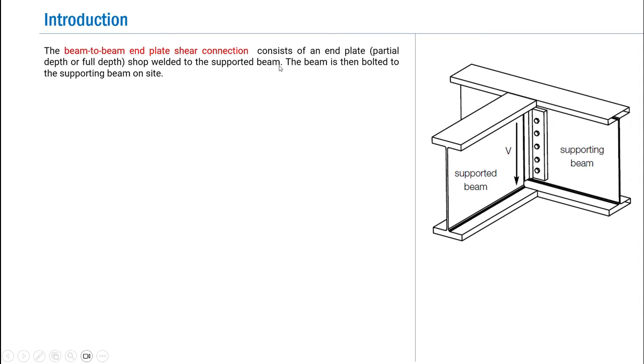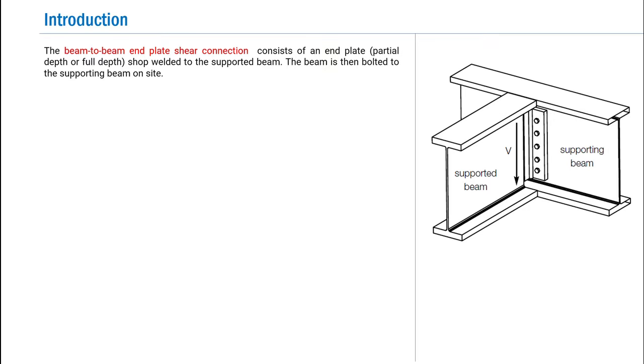So before starting with this sample calculation, let me provide you a brief introduction about this connection. Here is presented a 3D view of the connection. It is clear that it consists of three components: a supported beam, an end plate, and a supporting beam. Based on the depth of the end plate, the connection can be either a partial depth or full depth.